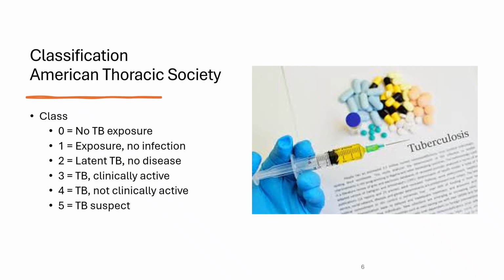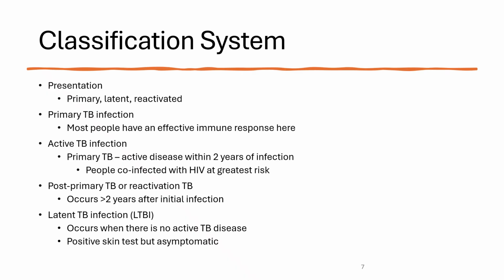This is one method for classifying TB, the American Thoracic Society. You do not need to know this by heart, but it is one that is used, just not as frequently. This is the classification system that's usually more commonly used. It also classifies TB by its presentation, whether it's pulmonary or extrapulmonary.